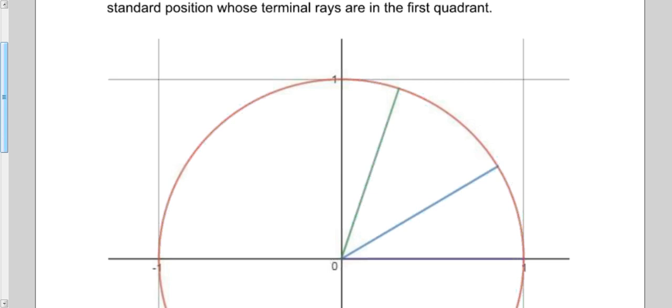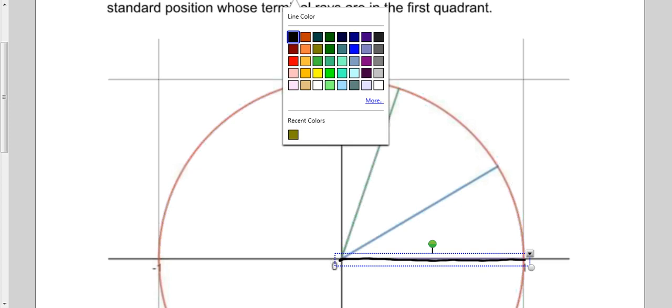It does have a standard. What is the standard, though? So the positive x-axis is important here. I should change the color of that so we can see it. You know what my favorite color on this is? Baby turd. I love baby turd.